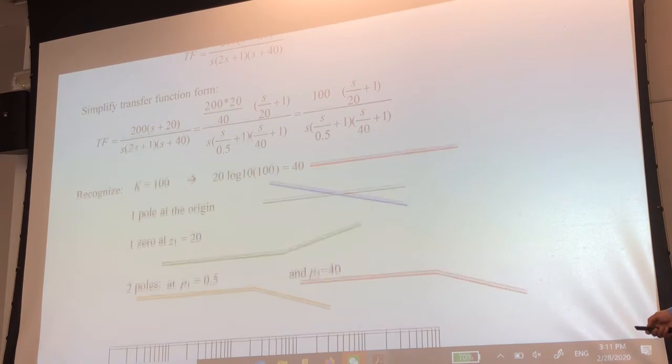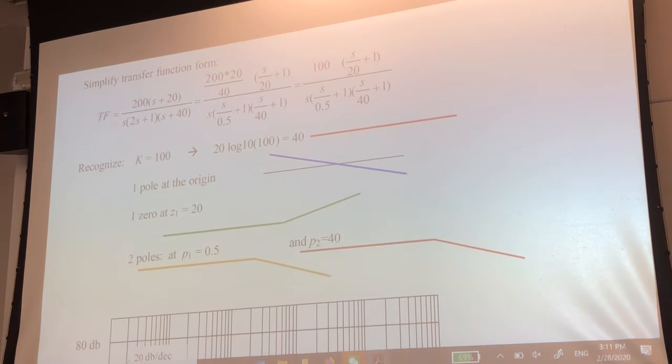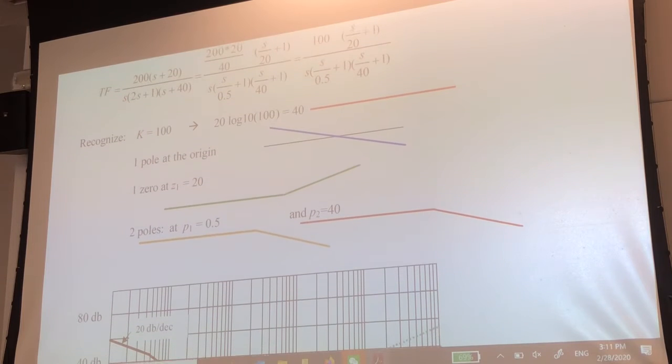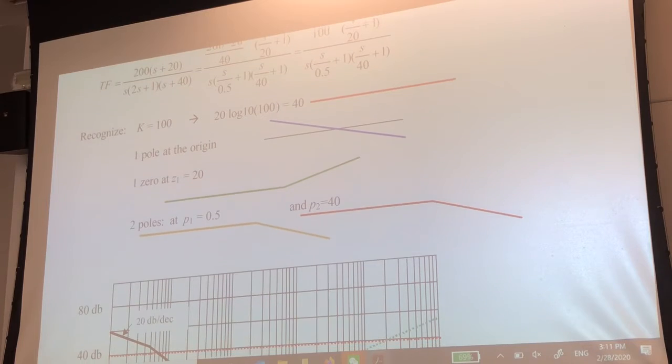Then you have the other 2 poles. The first is at 0.5. It's all 0 dB, then it hits 0.5, then you go down at minus 20 dB per decade. And as omega goes up until 40, you keep it all at 0 dB until you see the corner frequency 40. Then you go down minus 20 dB per decade. Okay? So then we are going to add these 5 components together. We are going to see this.